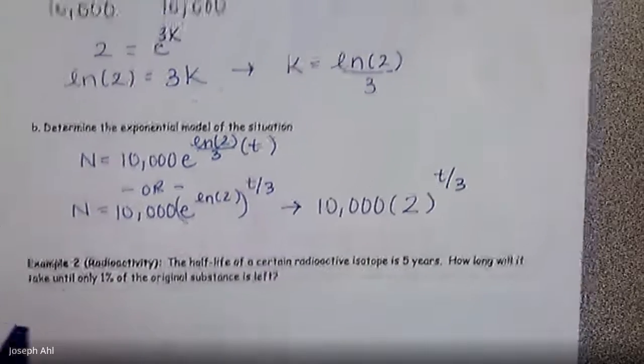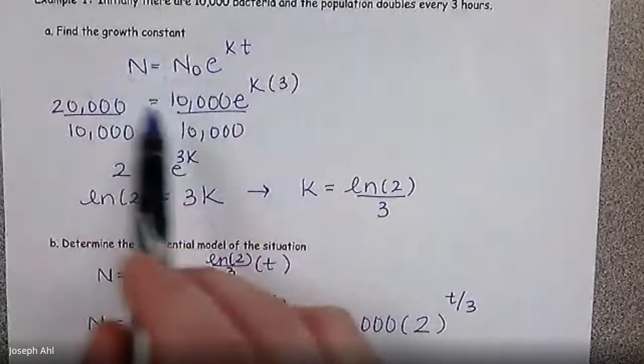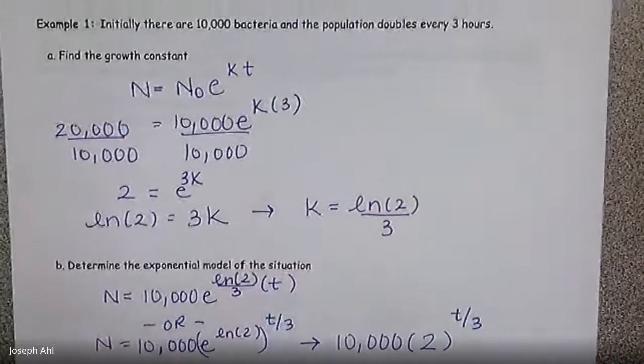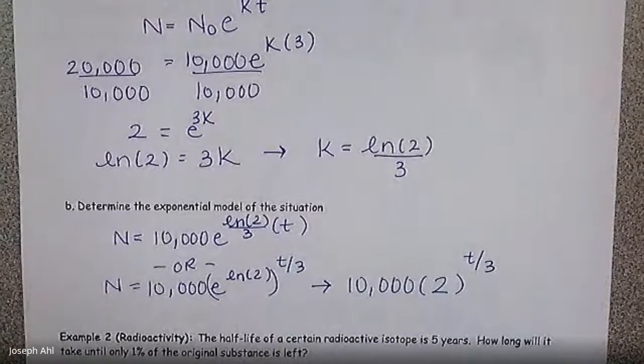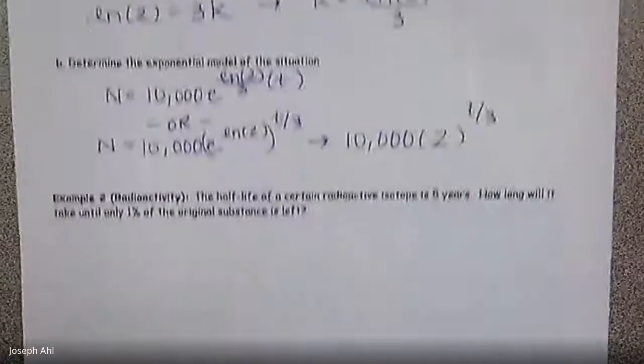So 10,000 times 2 to the t over 3 power is another way to model the situation. But if we wanted to know the growth constant, we do have to go through this process of using our initial model that we've determined from having the rates, which is proportional to the existing amount present.